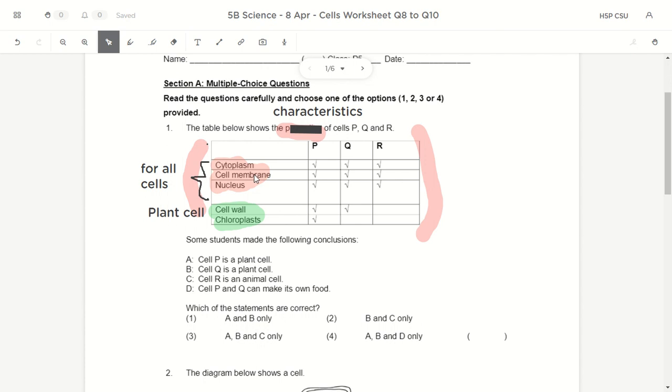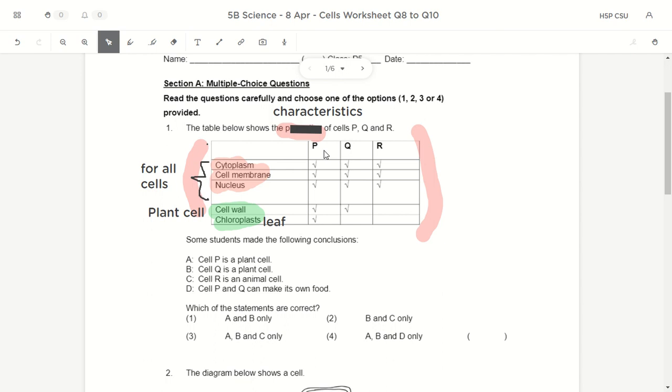Okay, so I would like to put it over here. So cytoplasm, cell membrane, nucleus are the same for all cells. Cell wall and chloroplast are unique to plant cells, and chloroplast is only unique to leaves. So maybe we can also write this down. Chloroplast is only unique to leaf cells. So this is from a leaf. I know other parts of the plant, like flower, like fruit, probably don't have chloroplast.